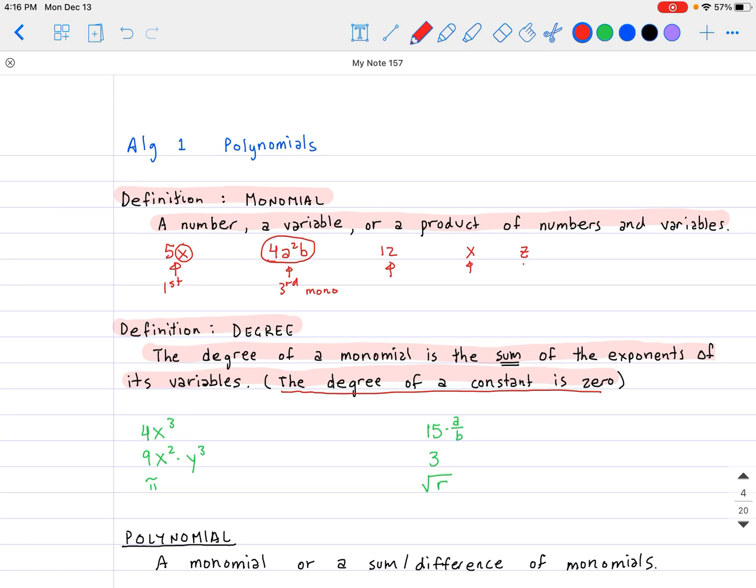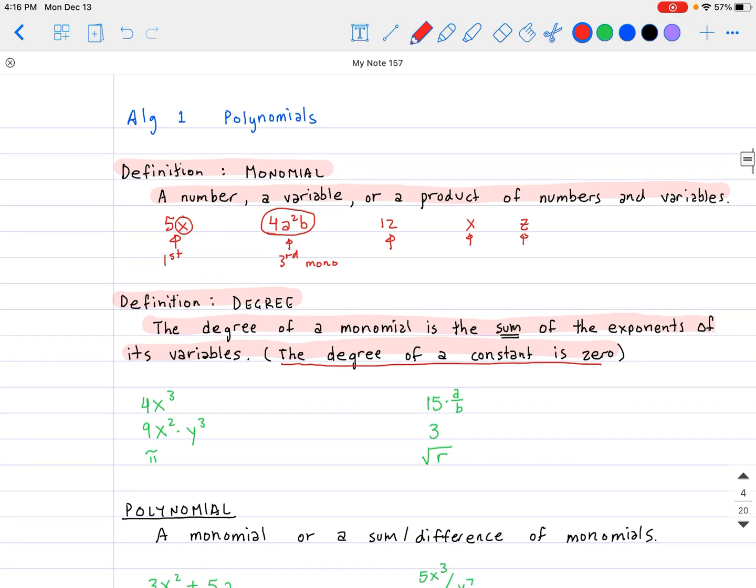Whereas the last two are going to be first degree because it's just x by itself and z by itself. Looking at the examples that we have below, this right here would be a third degree because we have x to the third. For the one underneath it, that is going to be a fifth degree because we have x to the second times y to the third. So x times x times y times y times y times 5. There are 5 variables total multiplying by each other. That's why it's 5 degrees.